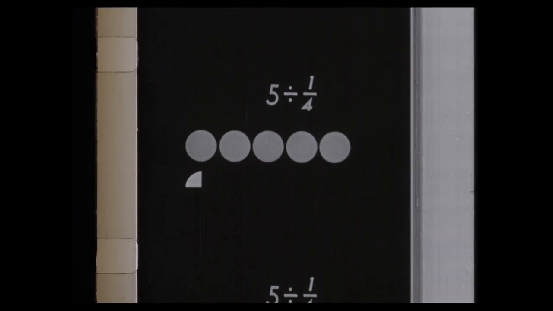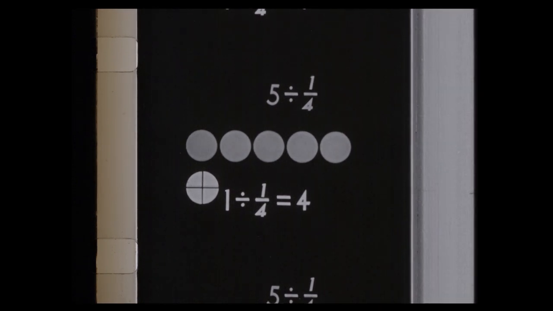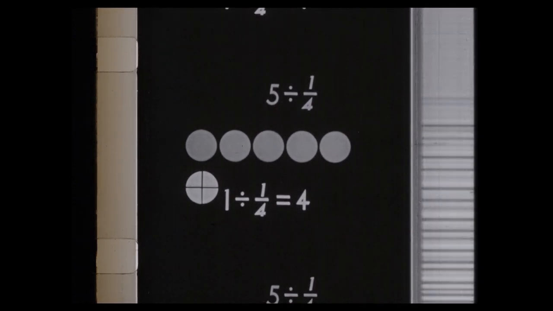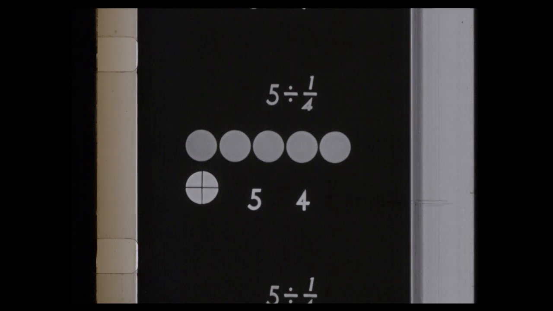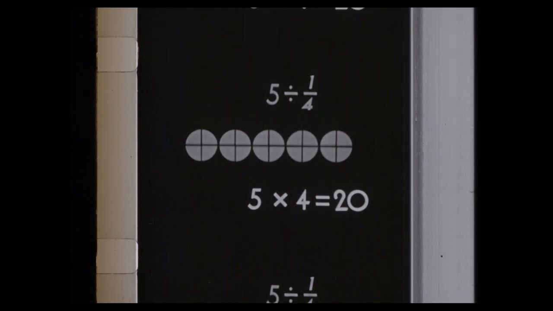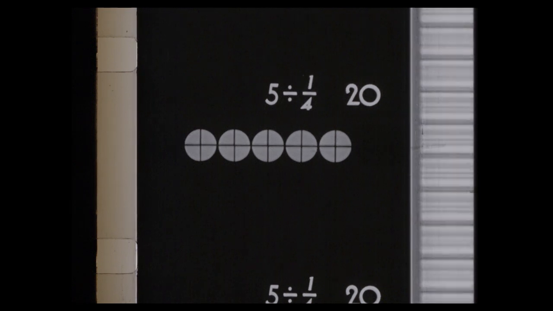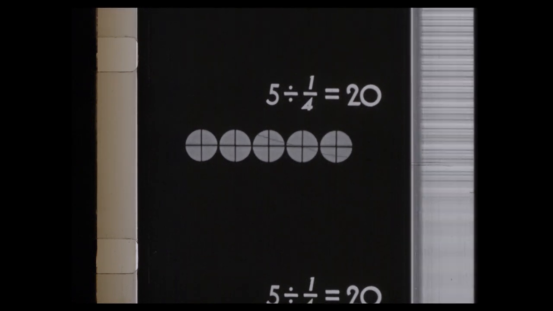First, we will find how many 1/4 there are in 1. There are 4. We have 5 1s, so 5 times 4 is our answer. It is 20. Five divided by 1/4 equals 20. Let's try that method once more.